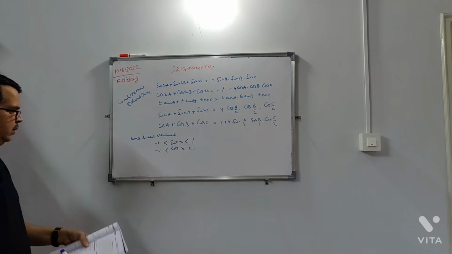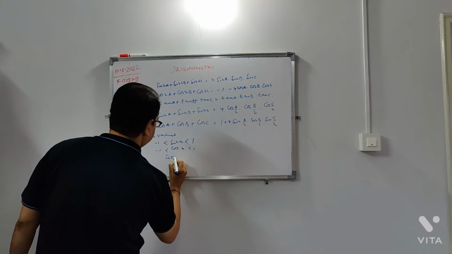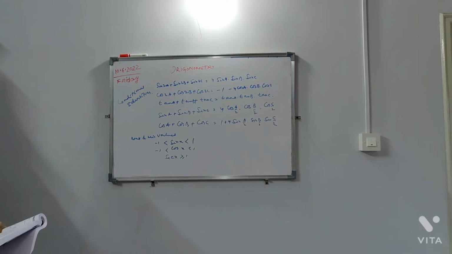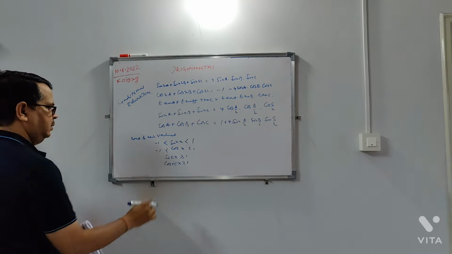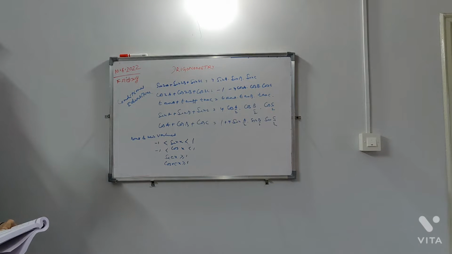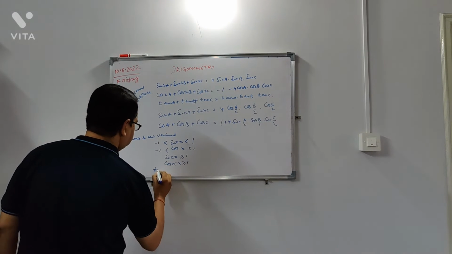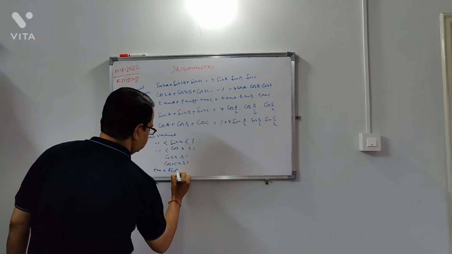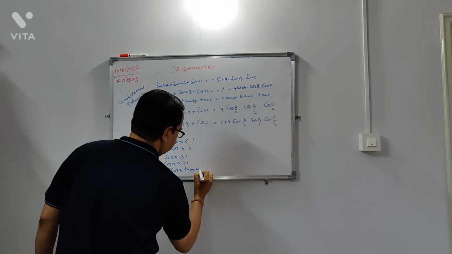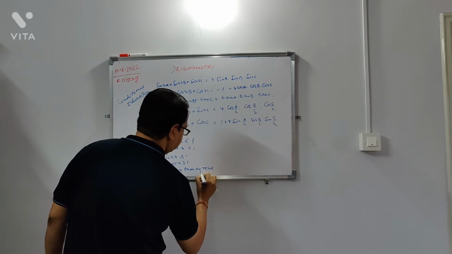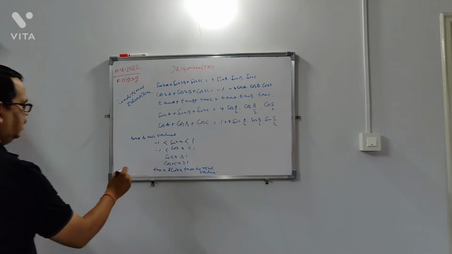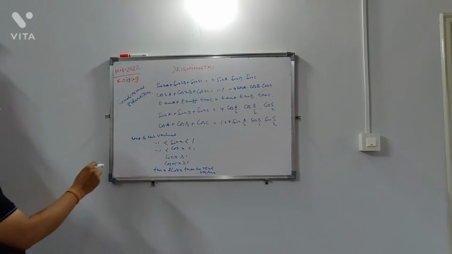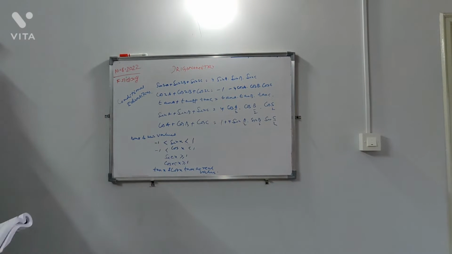Then sec x is always greater than or equal to 1 in magnitude. Remember, sec x and cosec x are always of magnitude greater than or equal to 1. And tan x and cot x take all real values. Means it goes from minus infinity to plus infinity. So tan and cot will take all real values, whereas for sine, cos, sec, cosec, these are the limits. Okay.